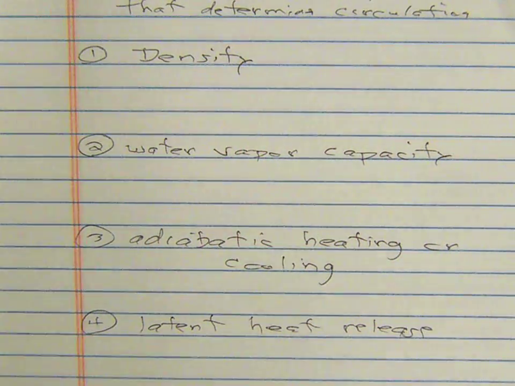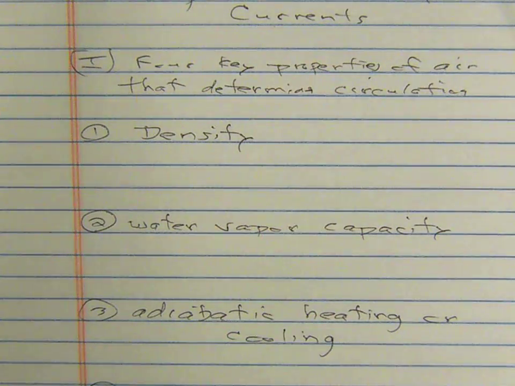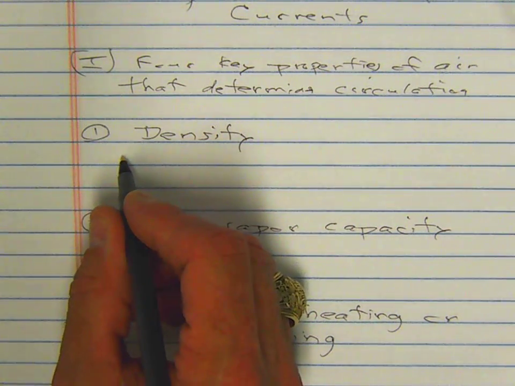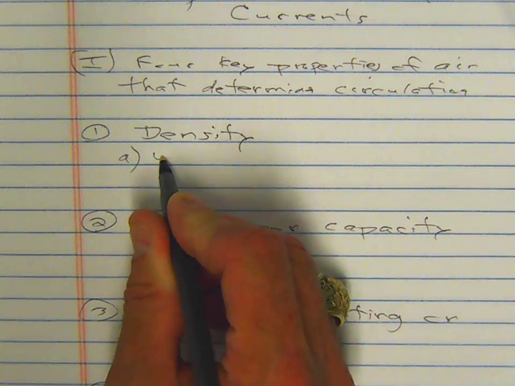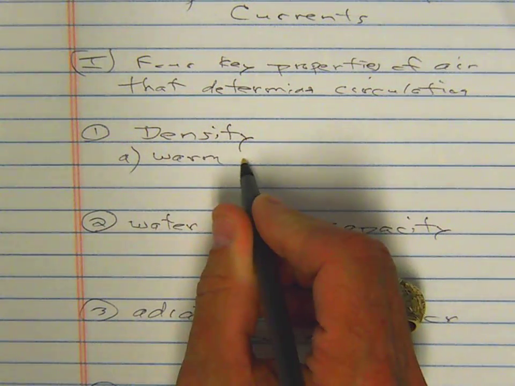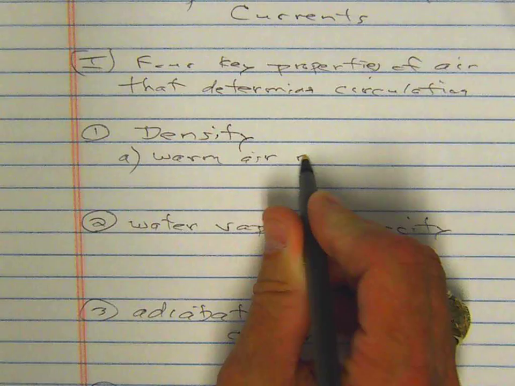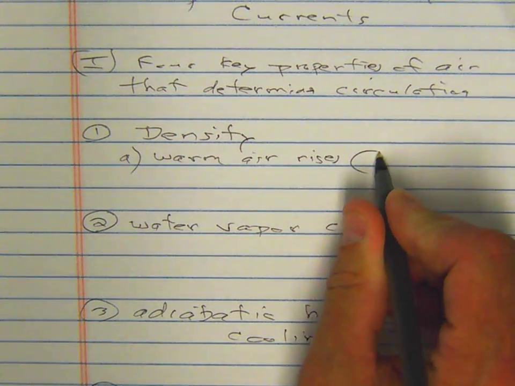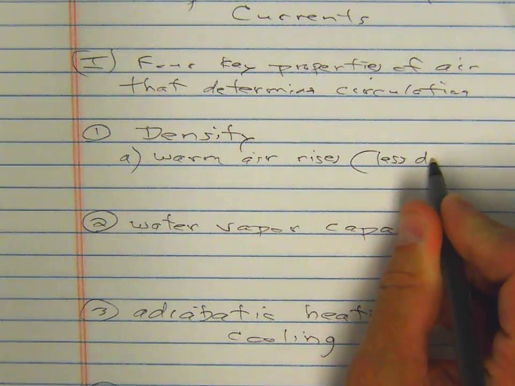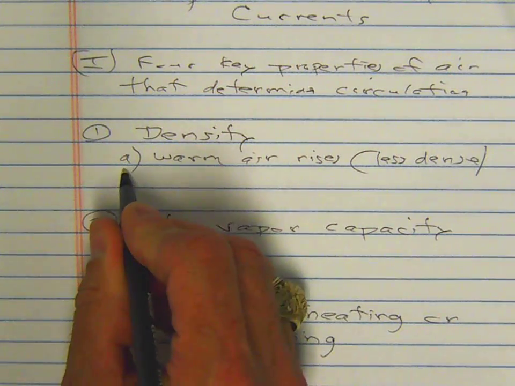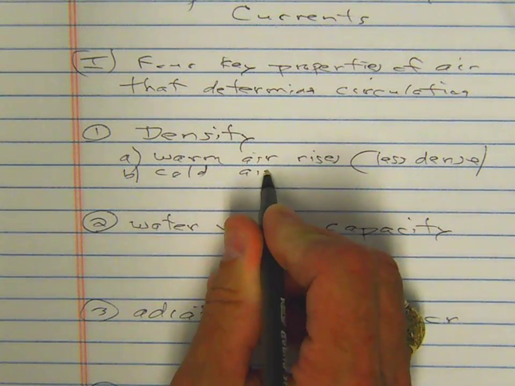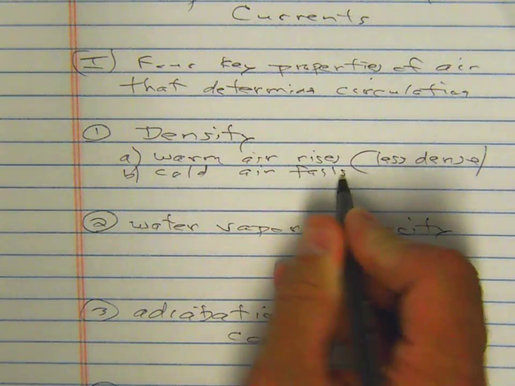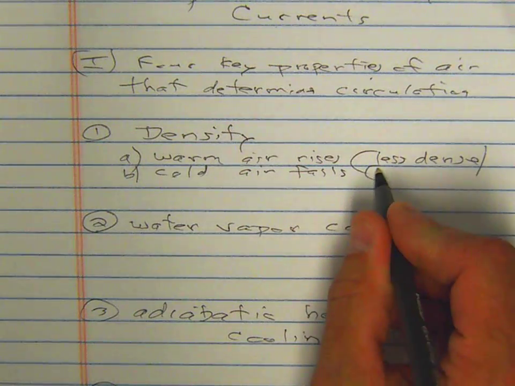All right, so a couple of things here. Let's look at the density of air. I think we know that warm air at constant atmospheric pressure basically rises. It's less dense. And cold air falls, because it's more dense.